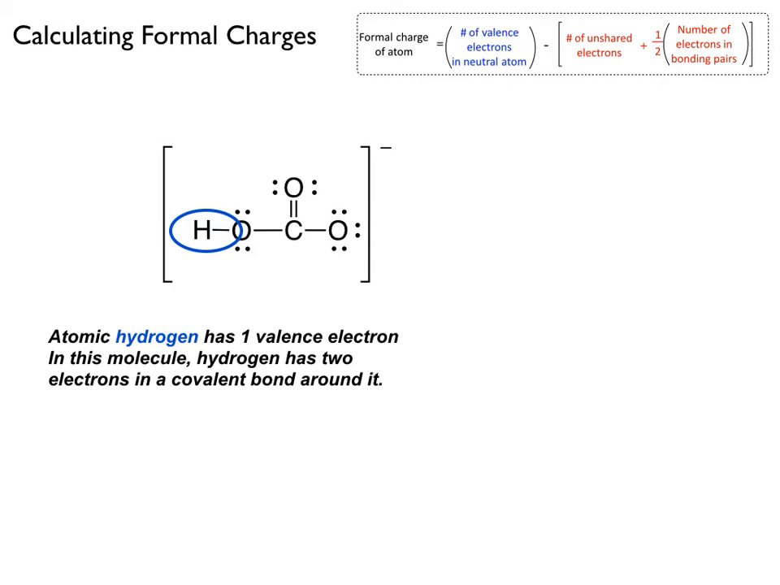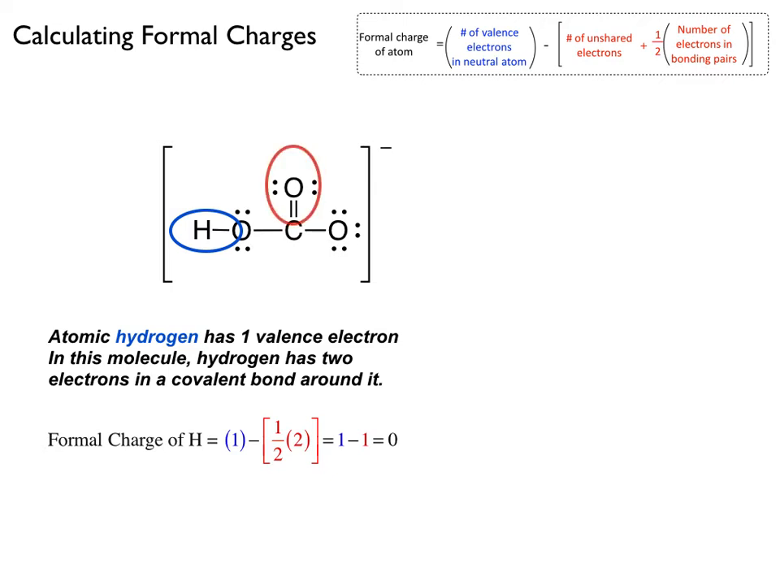We're going to multiply that by 1/2 because those are bonding pairs. Written out, the formal charge of hydrogen is 1 minus 1/2 times 2, or 1. So 1 minus 1 equals 0, and we see that hydrogen has 0 formal charge.